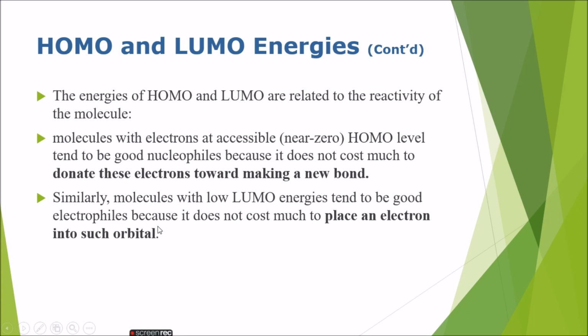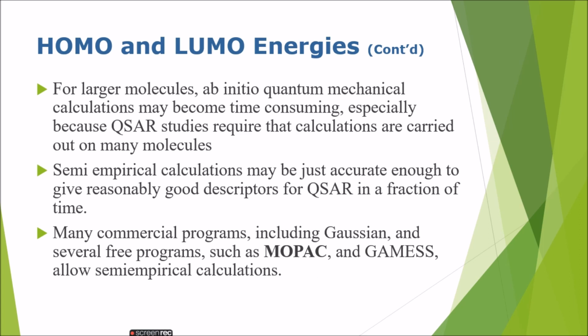Okay, this is the thing which you have to notice, a very important thing. So your HOMO is a good nucleophile when the electron transfer is easy. Your LUMO is a good electrophile when the electron is accepted very easily. Okay. For some large molecules, we do the ab initio quantum mechanical calculations.